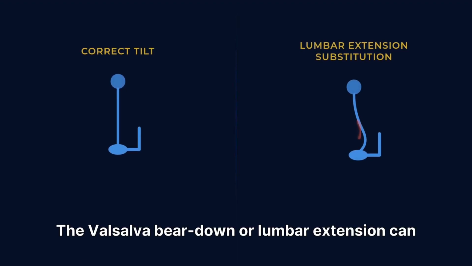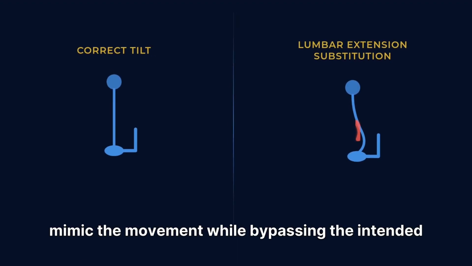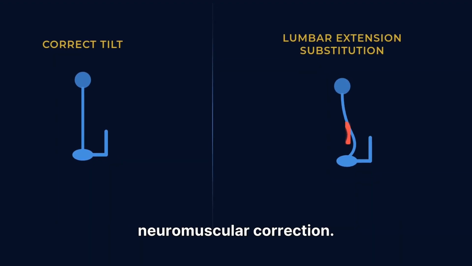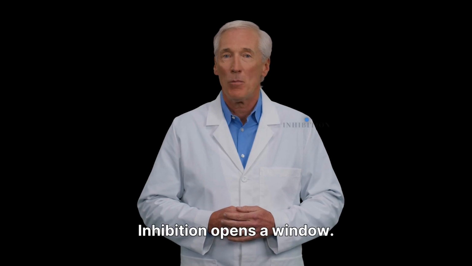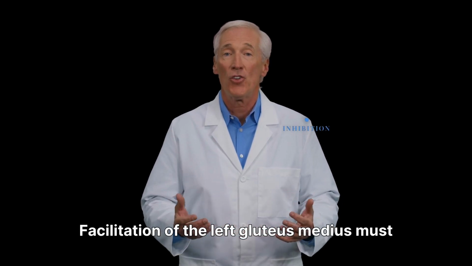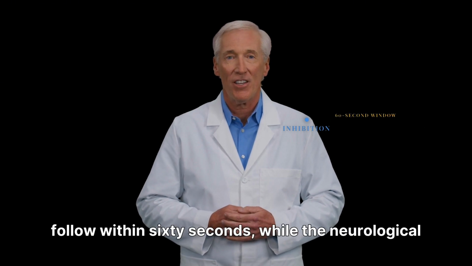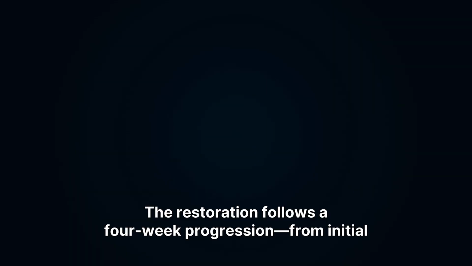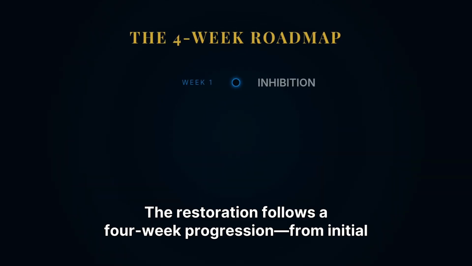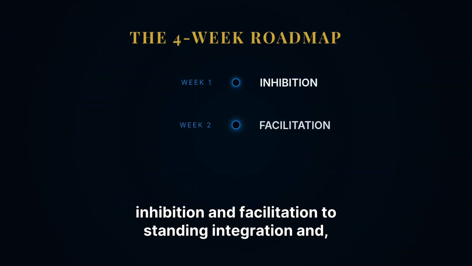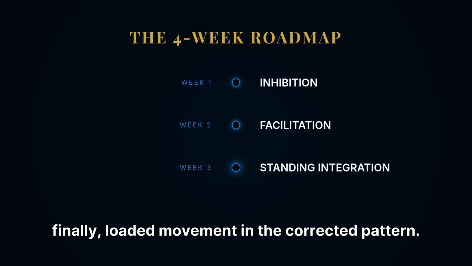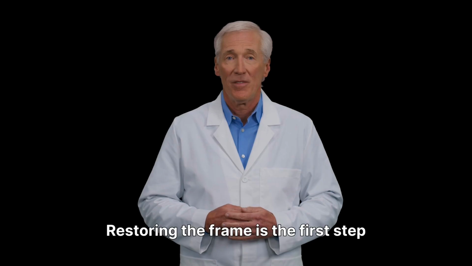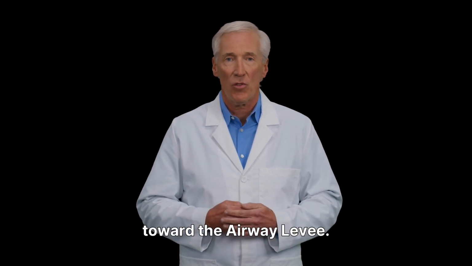The Valsalva bear-down or lumbar extension can mimic the movement while bypassing the intended neuromuscular correction. Inhibition opens a window. Facilitation of the left gluteus medius must follow within 60 seconds, while the neurological suppression of the pattern is temporarily reduced. The restoration follows a 4-week progression, from initial inhibition and facilitation to standing integration and finally, loaded movement in the corrected pattern. Restoring the frame is the first step toward the airway levy.